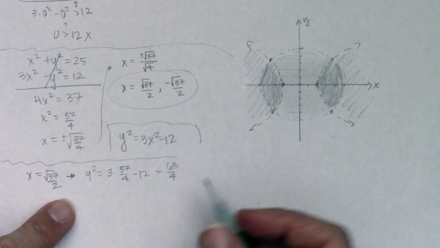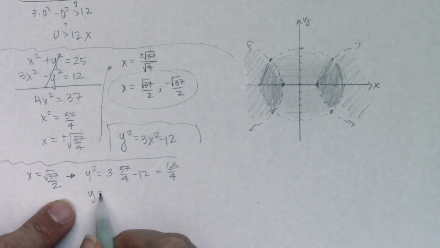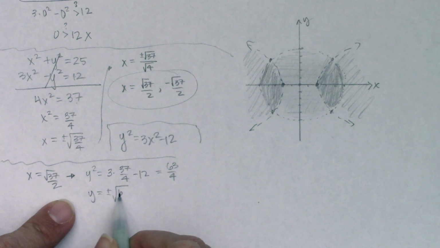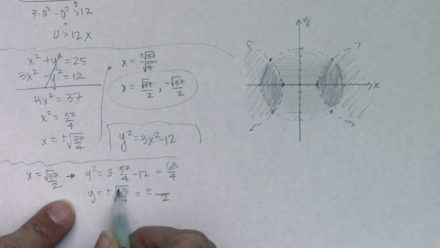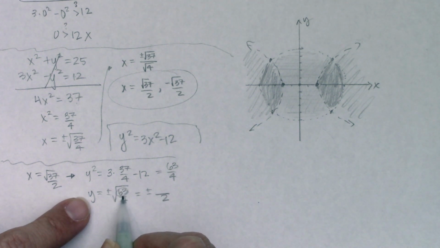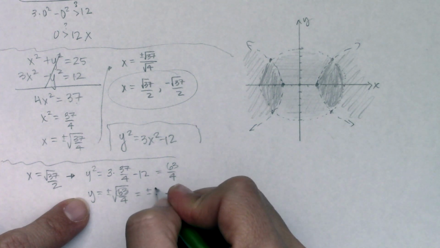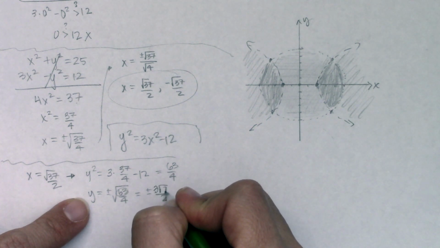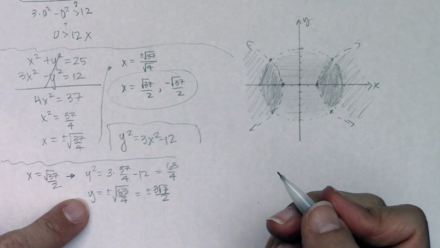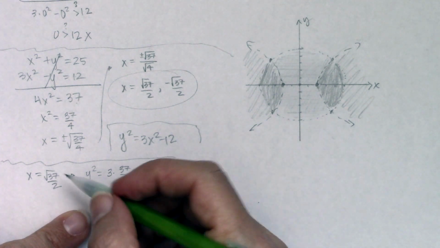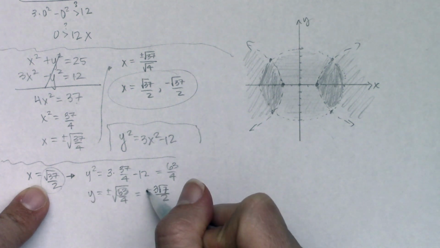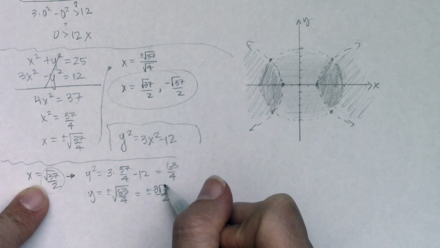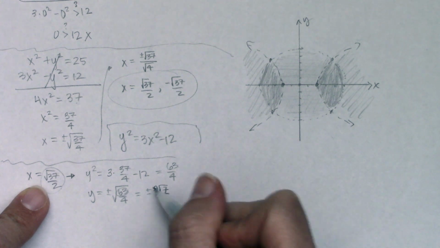Well, that makes y the positive or negative square root of 63 over 4. We know the 4 can come out, so we've got plus or minus, and I'm going to have a 2 in the denominator, but even inside of 63 is the perfect square of 9. So this is going to be 3 root 7 over 2. So what that's ultimately telling me is when x is the square root of 37 over 2, y is either positive 3 root 7 over 2 or negative 3 root 7 over 2.